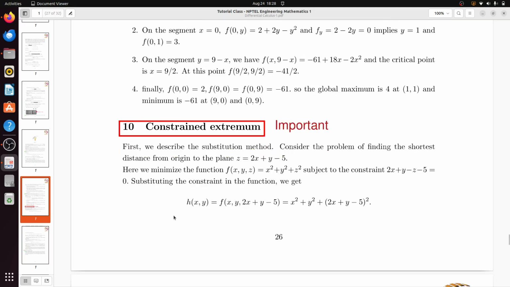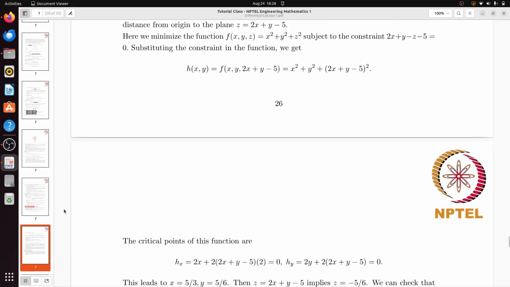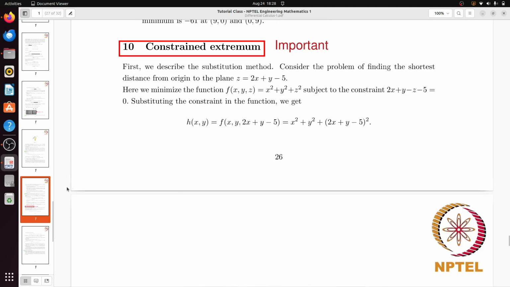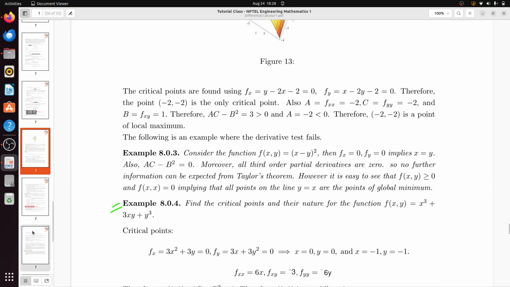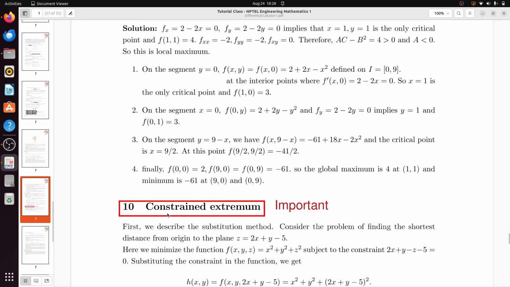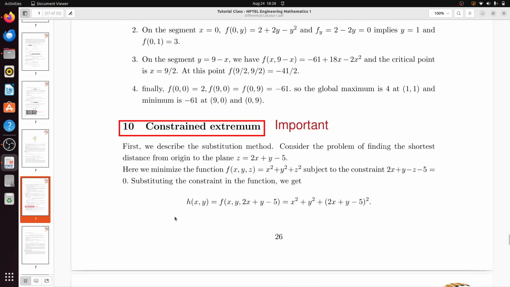So next, there is one important aspect. This is the last topic of today's class. In this class we will discuss the concept called constrained maxima and minima. Constrained maximum means you have a function f of x, y, z, and you will be given a constraint.